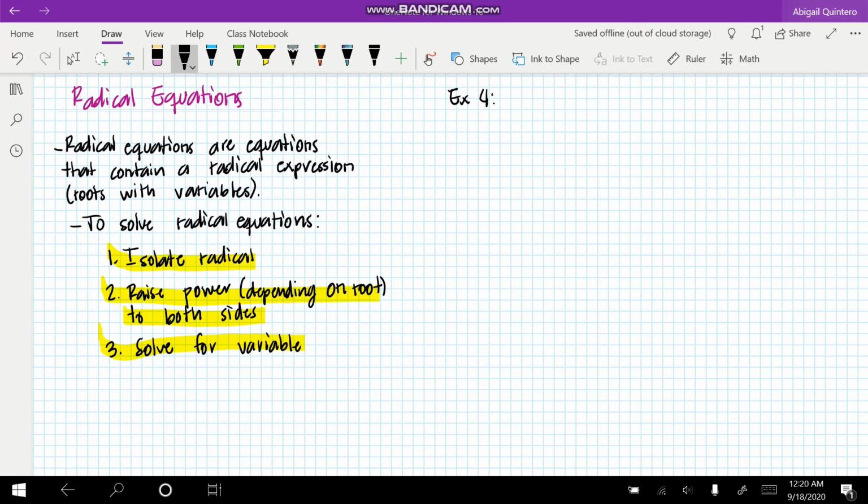So this one is the square root of 3n equals the square root of 4n minus 1. On this one, it's a little bit different because now we have radicals on both sides of the equation. So we're not isolating. We're going to skip step 1 and go to step 2, which is raising to the power. Here again, these are square roots, so we're going to raise to the power of 2.